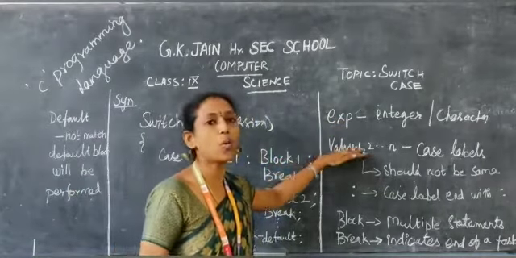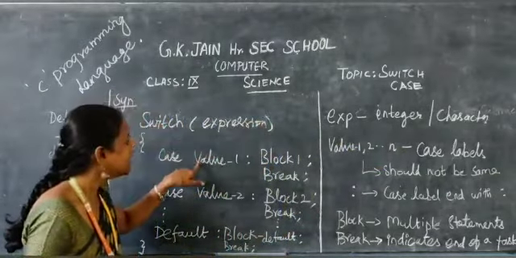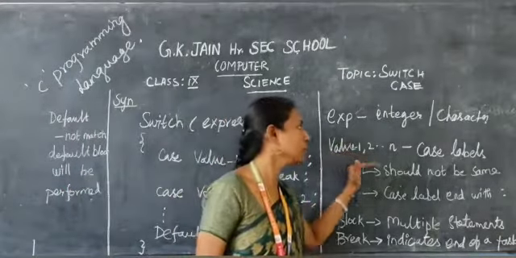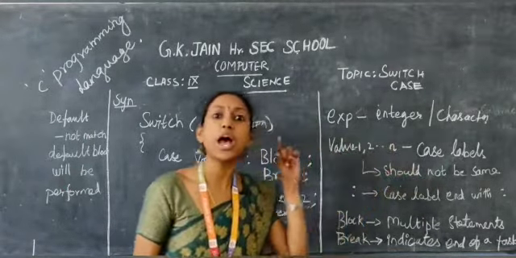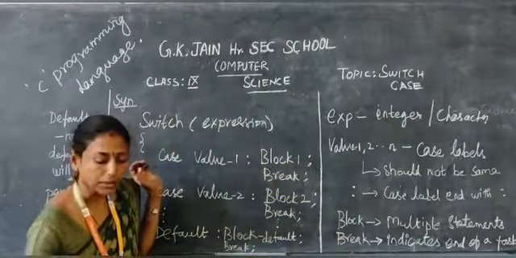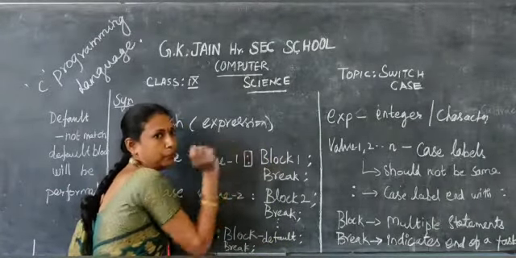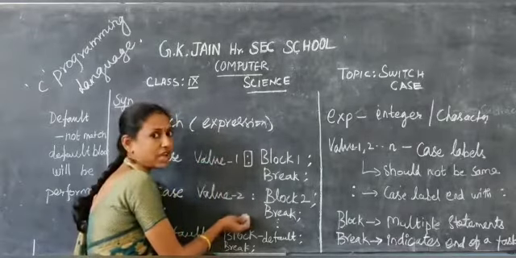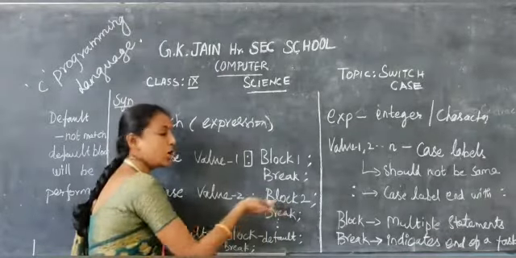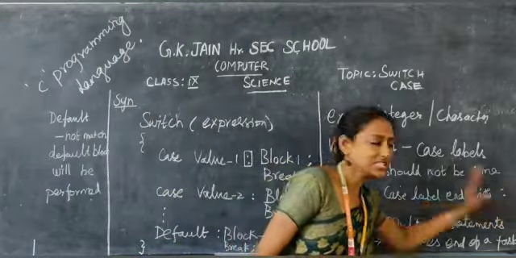Next, this value 1, value 2 up to value n are known as case labels. These are known as case labels. So case labels should not be the same. Each case should have a different label. Okay. Next, we have to give the colon between the case value and the block. So in every case value, we need to give the colon between the block and case value. So case label ends with a colon.